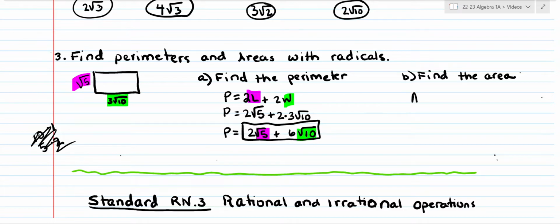All right, the area. The area is the length times the width. So in this case, we have to do radical 5 times 3 radical 10. And so the outside with the outside and the inside with the inside. So this becomes 3 radical 50. And the 50 came by multiplying the 5 times 10.